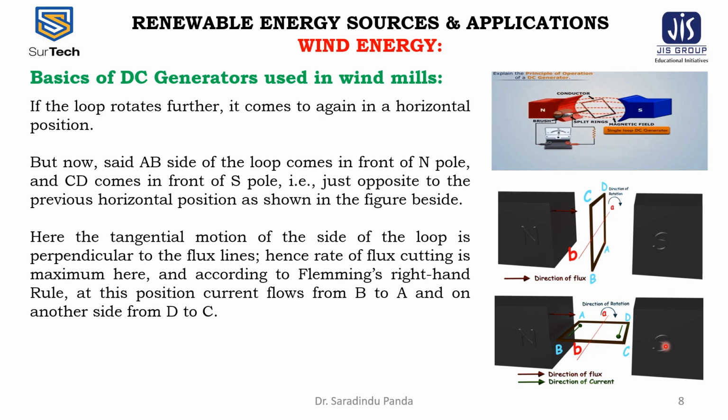Here the tangential motion of the sides of the loop is perpendicular to the flux lines. Hence, the rate of flux cutting is maximum here, and according to Fleming's right-hand rule, at this position the current flows from B to A, and on the other side, from D to C. So the current flows from D to C in front of the South Pole, and from B to A in front of the North Pole.